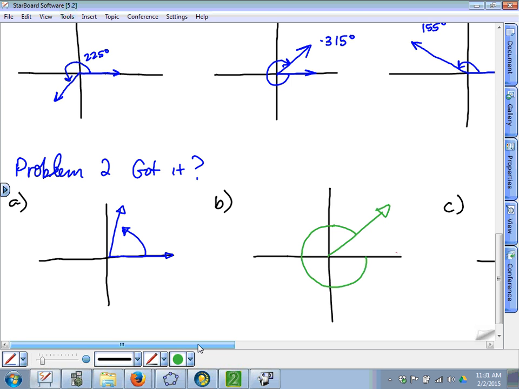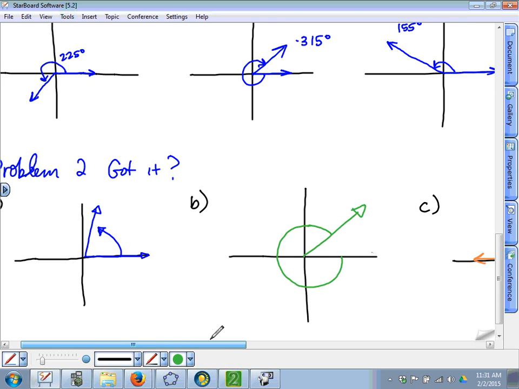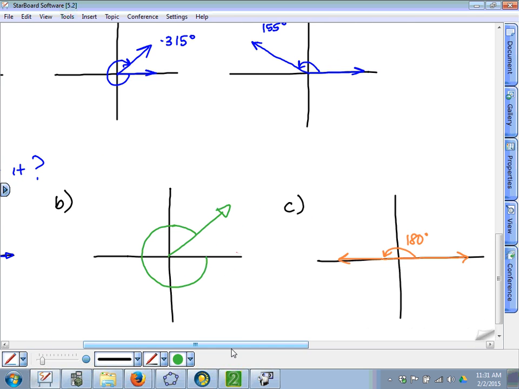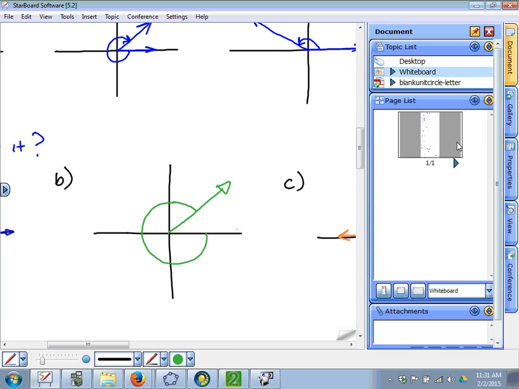And then what about part C? 180 degrees? Yeah. Just a straight line, right? But you got to make sure that you've measured positive 180 degrees. You have to show this measurement right here. Okay? All right.